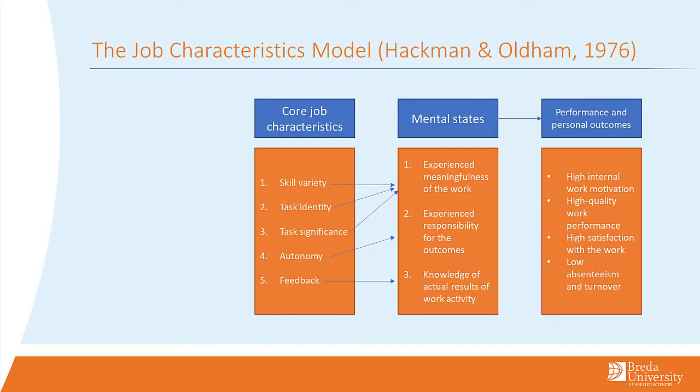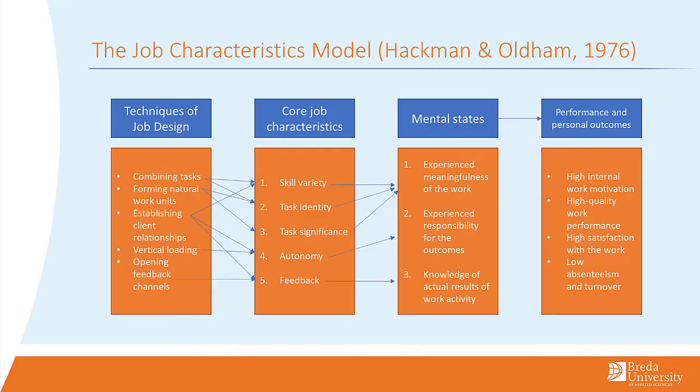The job demands resources model explains that the job characteristics lead in turn to a higher meaningfulness of the job, to more responsibility for the outcomes, and to more knowledge of the results, which in turn would have an influence on the performance of the employee and their personal outcomes, such as motivation and satisfaction. So as a manager, you should try to push the buttons a bit in order to make sure that the employee experiences enhanced job characteristics.